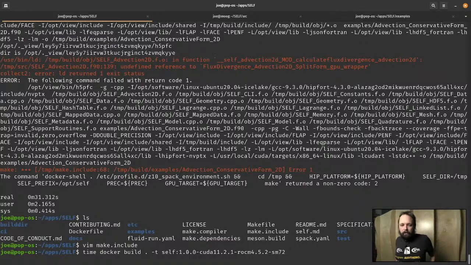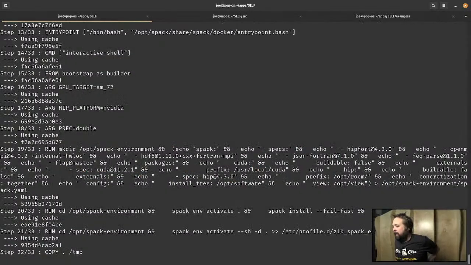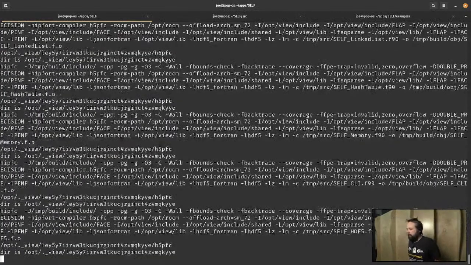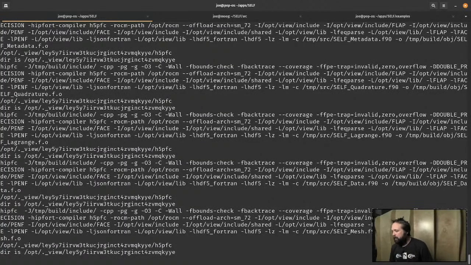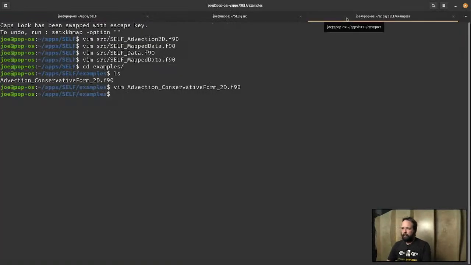So let's do this again. So yeah, if you add a new C++ file, you basically just need to add that to the CPP sources list in make.include. Again, while that's building, let's hop in there.